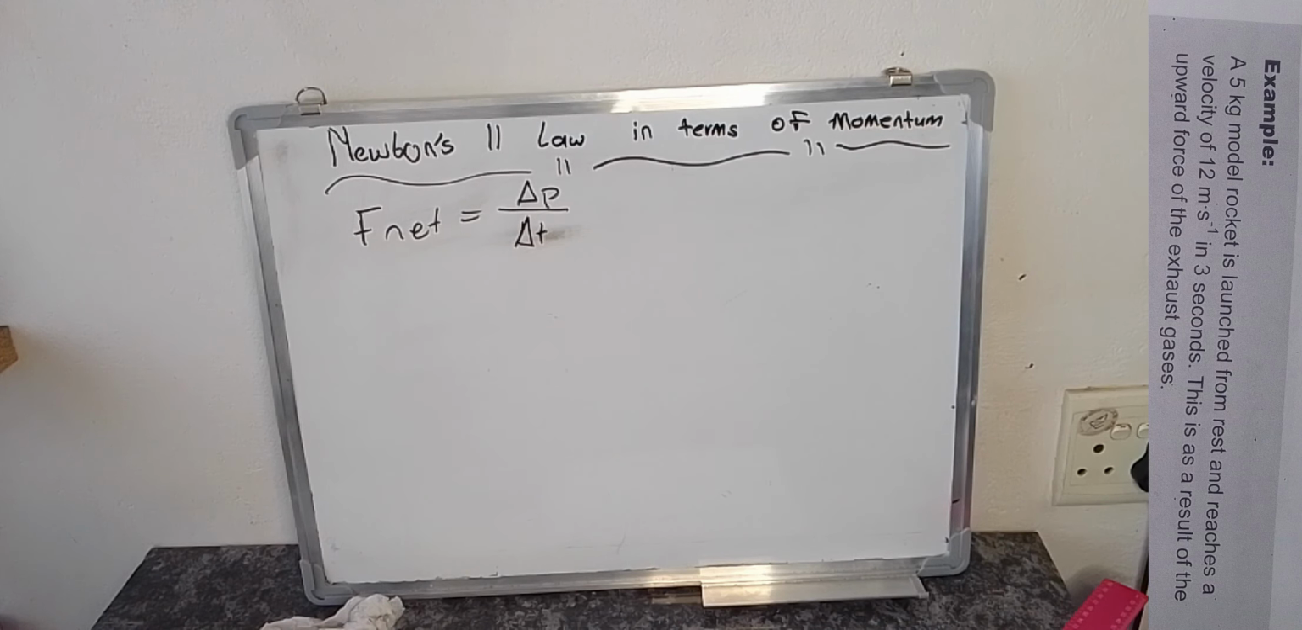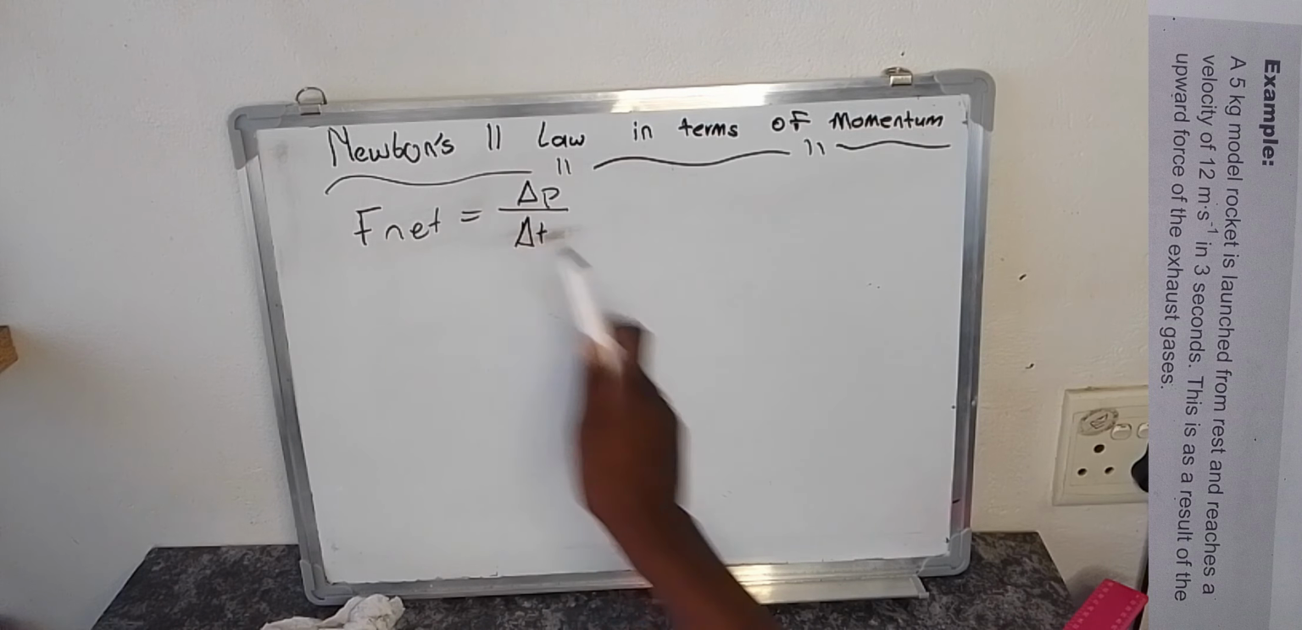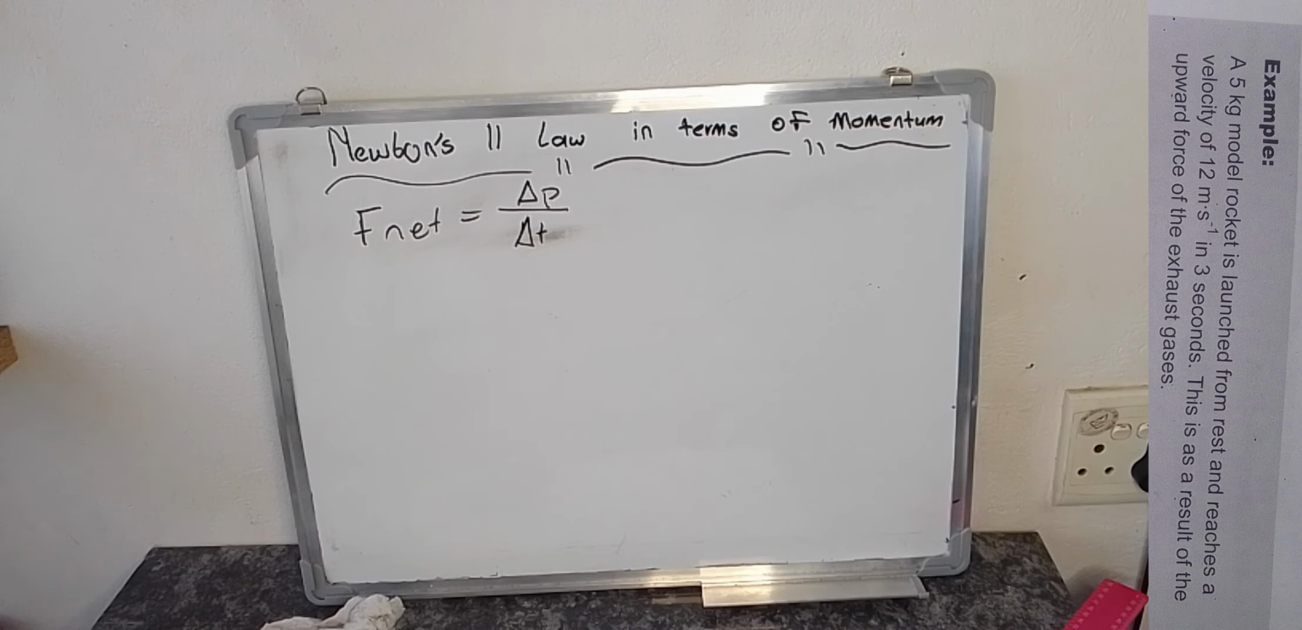So the direction of the motion is upward, so we are going to take upward as positive. Remember, the positive sign goes with the direction of the motion, and the direction of the motion is upward. Now question number one: calculate the net force experienced by the rocket. When we are looking for net force using momentum, we use the formula of Newton's second law in terms of momentum. Now this formula will solve this question.